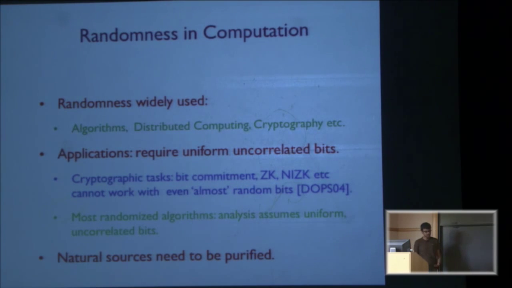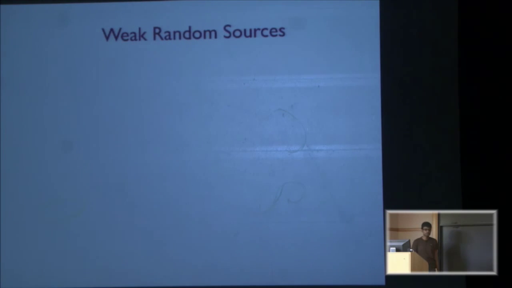And finally, if we look at natural sources, most of the sources are not uniform, and typically they're very correlated, and a natural goal would be to use these natural sources to actually extract purely random bits. So the question here is, how do we model a weak random source?